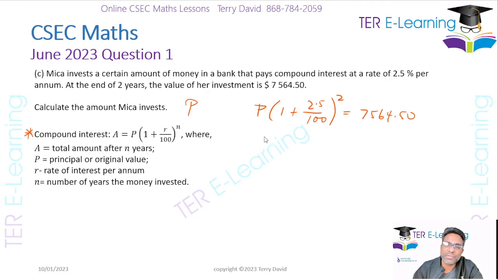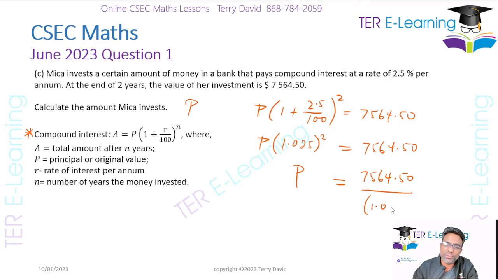7564.50. So this here is going to be P, open brackets, 1 plus 2.5 divided by 100, which is 1.025, squared, is equal to 7564.50. So therefore, if you want to work out P, the amount that you invested, it's going to be 7564.50 over 1.025 squared.